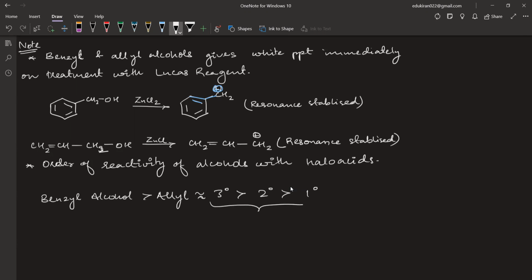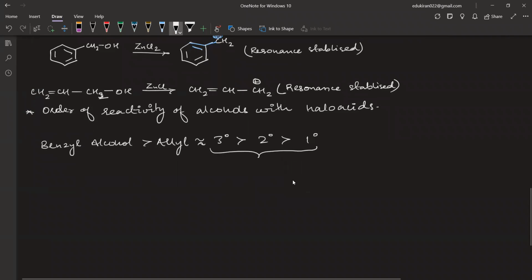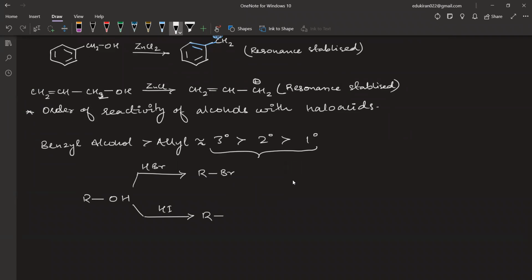But this is more important for you guys: 3 degree, 2 degree, and 1 degree. The question will come because they will give you the differentiation in Lucas reagent. Okay. Also write next. If you have ROH and you react this with HBr or HI, if you react this with HBr, you will be getting RBr, and here you will be getting RI, alkyl iodide, and here you will be getting alkyl bromide. Write this down. Let me know when you're done. Then we will look at another.